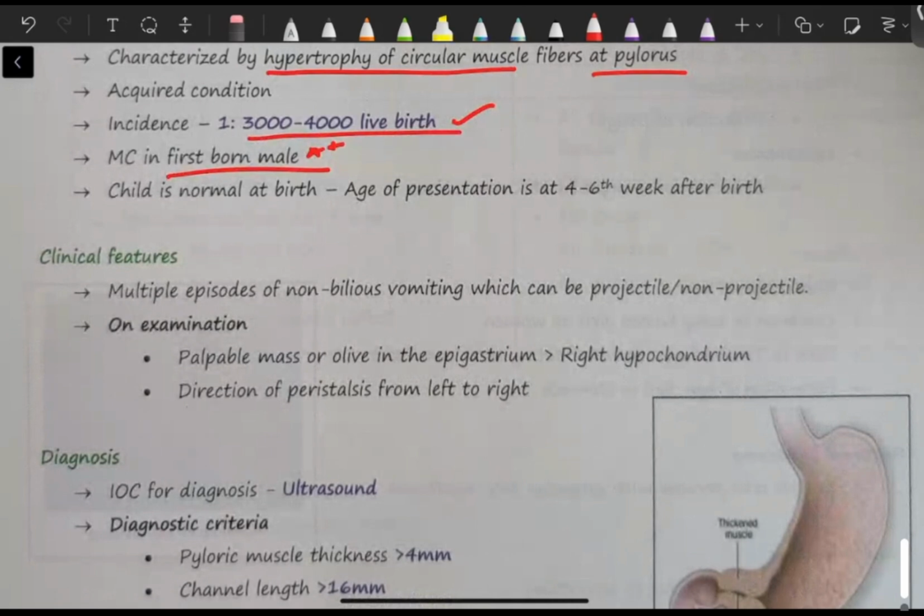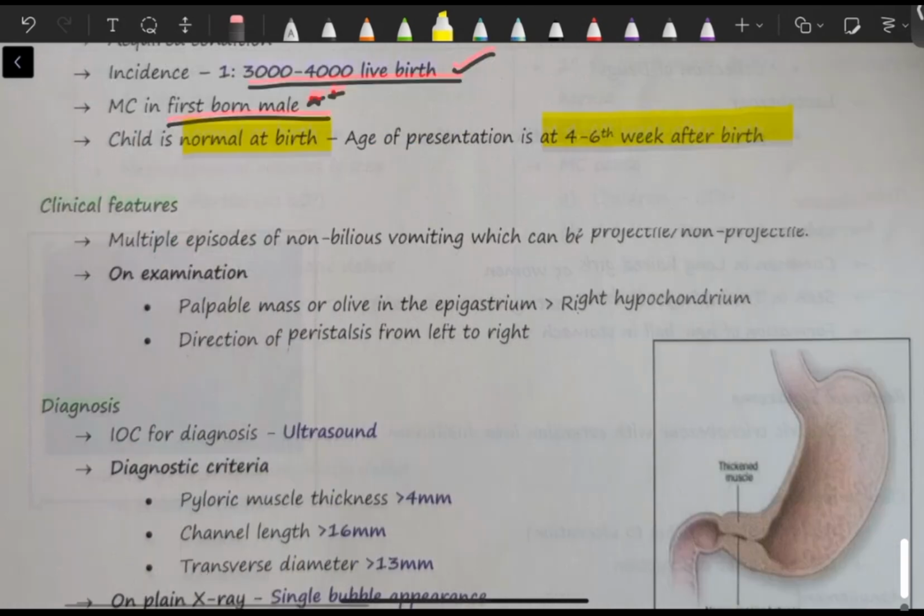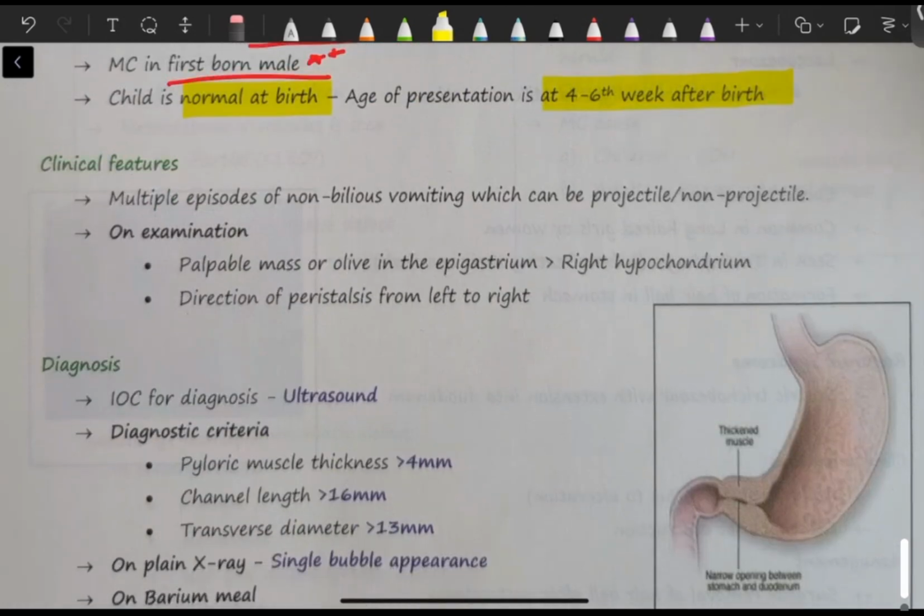And usually the child will be normal at birth, but after 4 or 6 weeks of birth, the child will present with symptoms. So what symptoms come to the child? There will be multiple episodes of non-bilious vomiting. Why non-bilious? Because it is in the stomach region. Where does the bile duct open? In the second part of the duodenum. So bile is not yet mixed, hence it is non-bilious vomiting. It can be projectile or non-projectile.